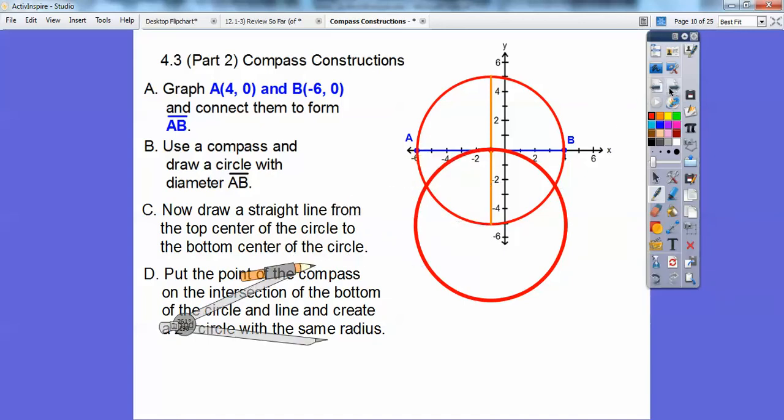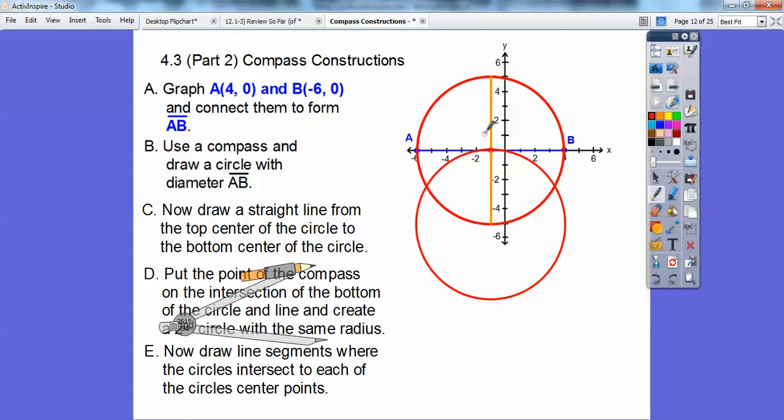Now we're going to draw line segments from where the circles intersect to each of the centers of the circles. Here's a center of a circle right here, and here's a center of a circle right here. We're going to draw line segments from these centers to where these two circles intersect, right there and right there. So I'm going to draw a line segment right there, and then another one right there and right there. There they are.